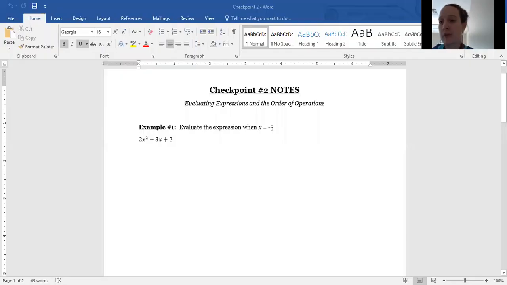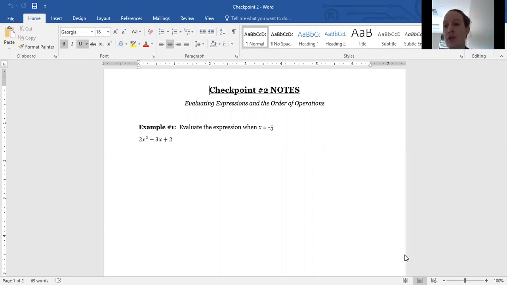Okay, this video, what you need to have in front of you are your checkpoint number 2 notes. Now remember, checkpoints are different than short cycles. Checkpoints cover things that we've already expected you to show mastery on. We're just checking in with you to see what you remember. It's a piece called retention. So what do you remember? So we're going to do 2 practice problems, and then you're going to take a 4-question checkpoint, and then you're going to put your answers into Canvas.